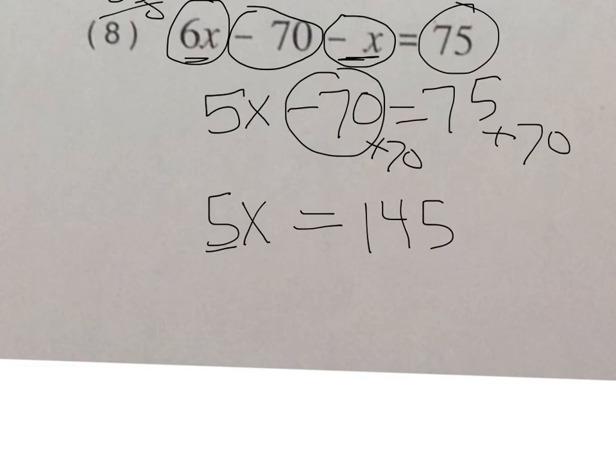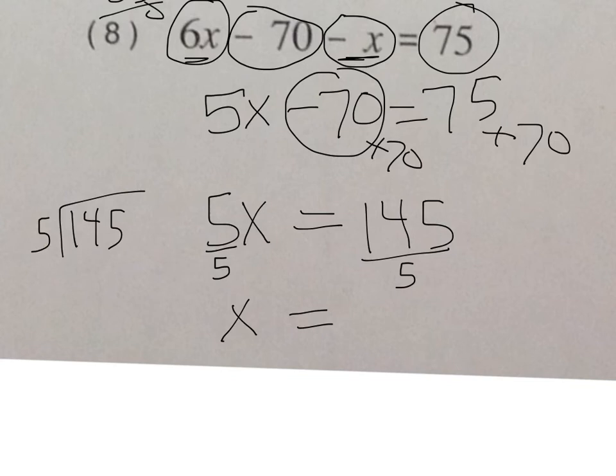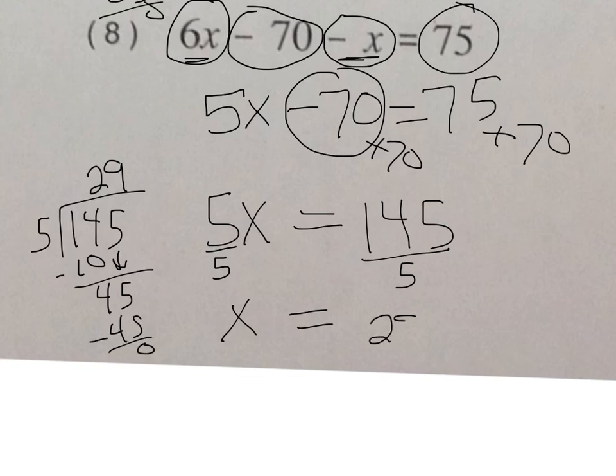Now I want to get rid of this 5, so I'm going to divide it by 5 and divide that by 5. That gives me x equals, let's do 145 divided by 5, goes in there 2 times, almost 3. And then you bring that down, and that's 4. Okay, bring my 5. 5 times 9 is 45. And that gives me 0, so my answer is 29. X equals 29.